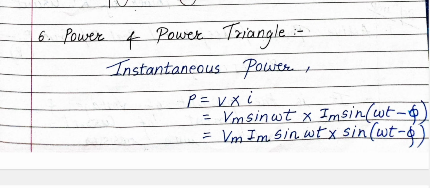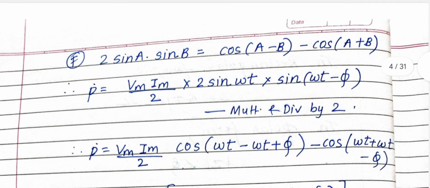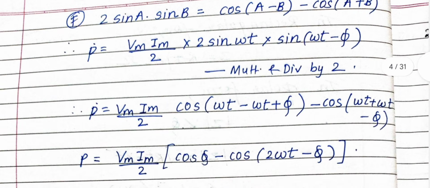So just take Vm Im on one side and sin omega t into sin(omega t minus phi) on the other side. Then you know the formula for 2 sin A sin B, that is cos(A minus B) minus cos(A plus B). Just multiply and divide to make this format, and you will get what I have written on the second line: P is equal to Vm Im upon 2 into 2 sin omega t into sin(omega t minus phi).